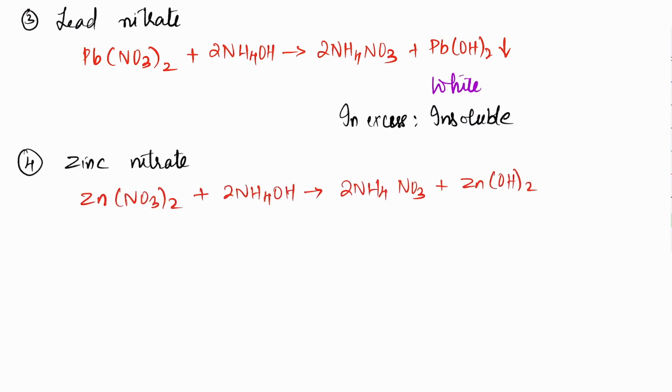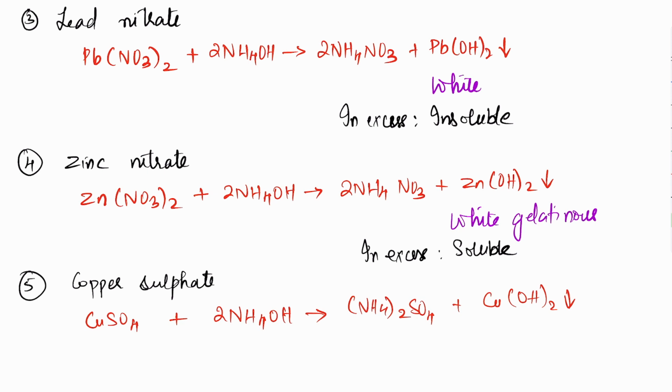When zinc nitrate is used, the color of the precipitate will be white gelatinous and in excess soluble. In case of copper sulfate, the color of the precipitate will be pale blue and in excess it will be soluble. And the color of the solution will be deep blue.